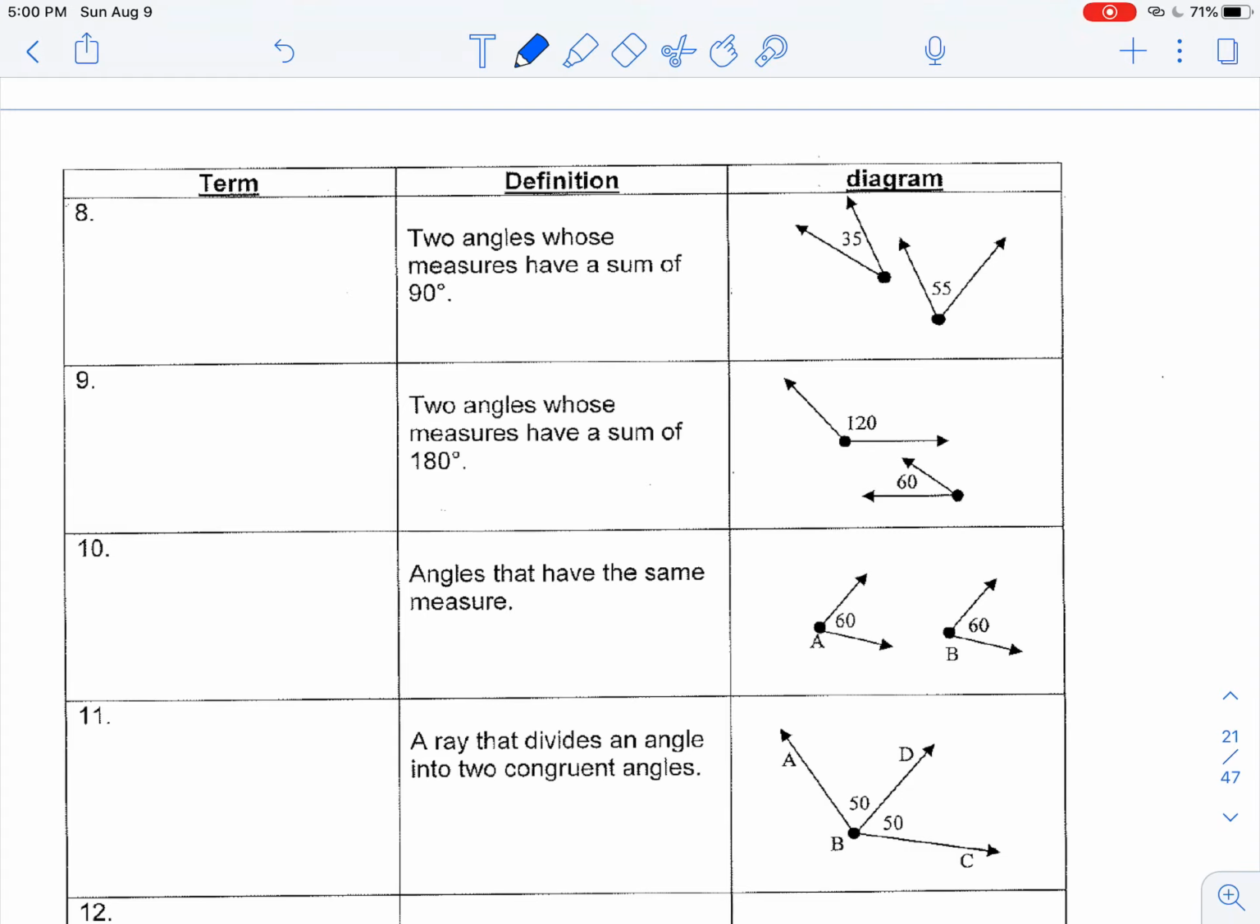The next definition is two angles whose measures have a sum of 90. So the example is a 35-degree angle and a 55-degree angle, but you could also have two 45-degree angles. They could be the same number, or they could be different numbers, so long as they add to 90. And these are complementary angles.